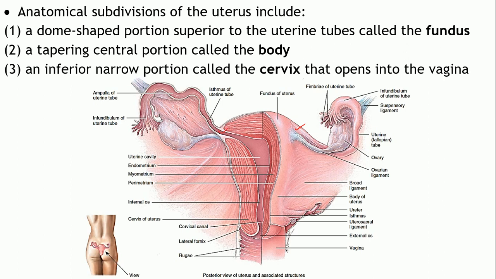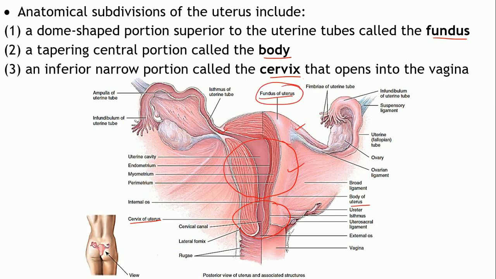Just superior to that, the dome shaped structure is known as the fundus of the uterus. Then inferior to the fundus, the middle or central portion of the uterus is known as the body of the uterus. And the inferior portion, which is tapering in nature, is known as the cervix of the uterus. This is the cervix, this is the body of the uterus, and this is the fundus of the uterus.